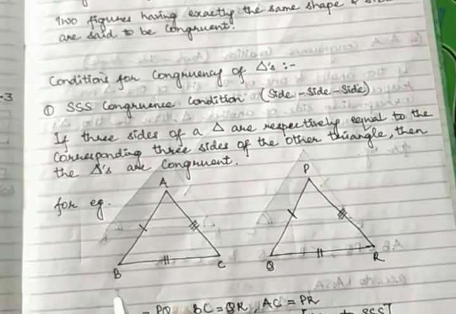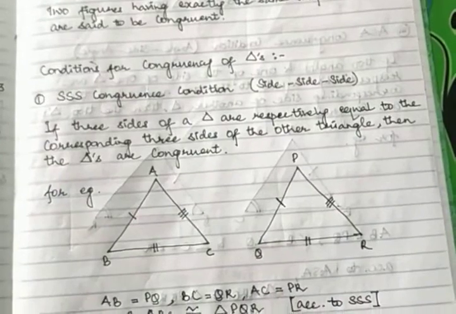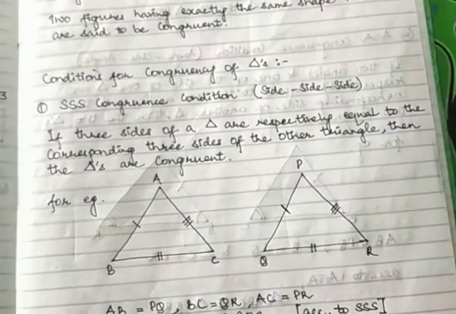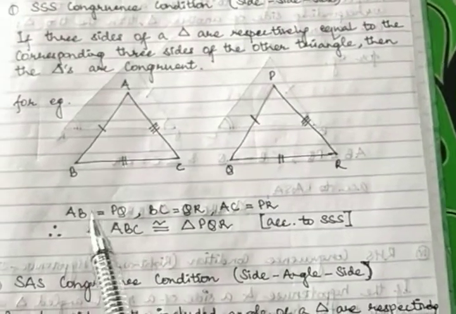When you get three sides of a triangle equal to three sides of another triangle, those two triangles will be congruent. That means their angles will definitely be the same as well. Okay, so that is how you need to write it.